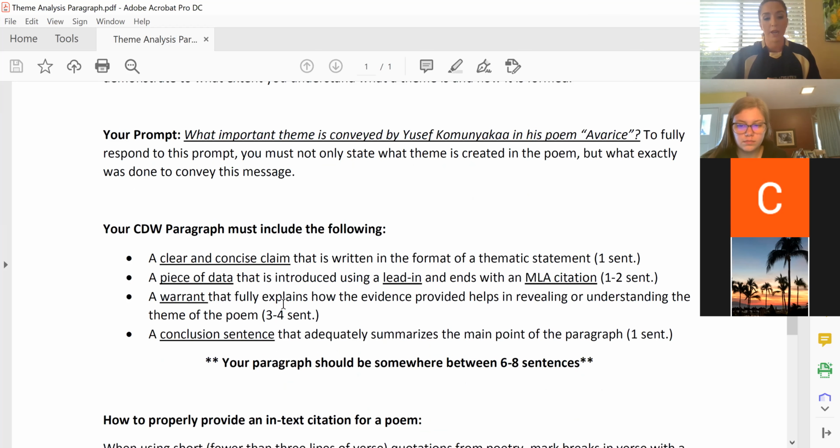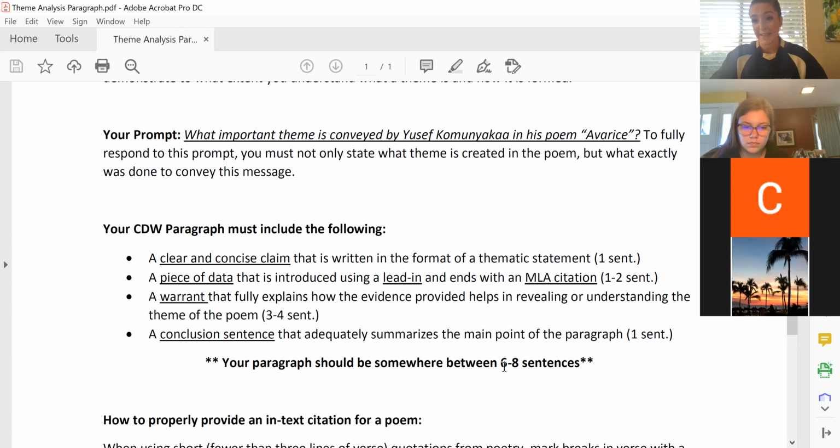Just as always, your paragraph should be in CDW format. So you have to have a clear and concise claim that's written in the format of a thematic statement. So your thematic statement will be your claim. That's one sentence. Then you need a piece of data that's introduced using a lead-in and ends with an MLA citation, which will be 1 to 2 sentences. You need a warrant that fully explains how that evidence provided helps in revealing or understanding the theme of the poem, which should be roughly 3 to 4 sentences. And then you need one conclusion sentence that adequately summarizes the main point of the paragraph. So somewhere between 6 to 8 sentences. That is not that bad.